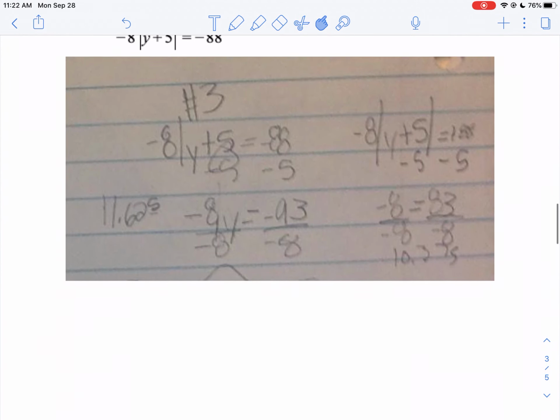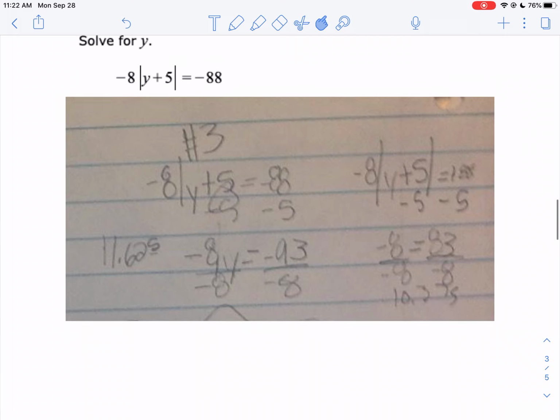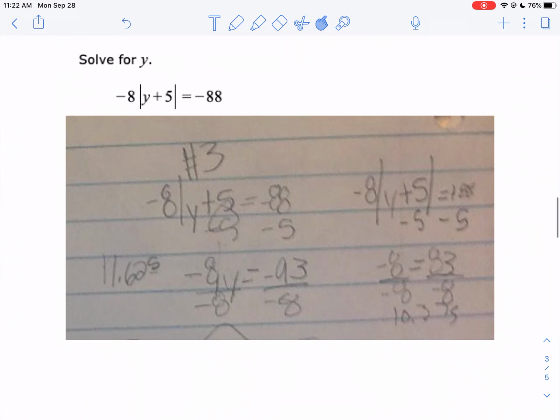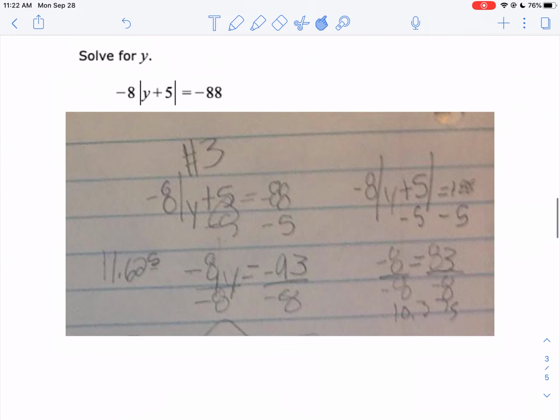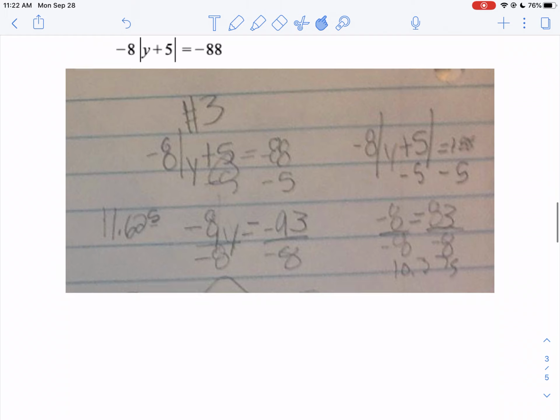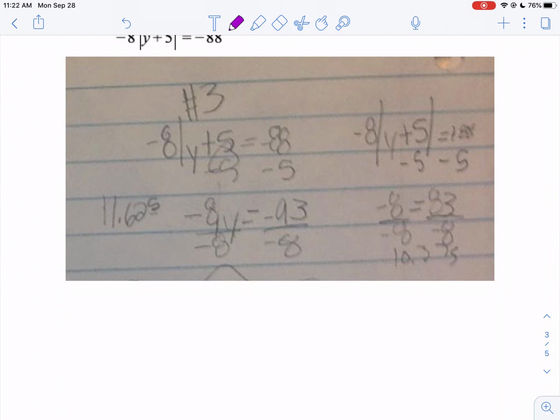Now let's take a look at the next one. No. We have to get rid of the negative 8 first. That's what happened on this one. Because it's negative 8 times the absolute value. Well, you can't move things inside the absolute value. We never can do that. So here's what we're going to do. I'm going to copy down the problem. So we have negative 8 times the absolute value of y plus 5 equals negative 88.